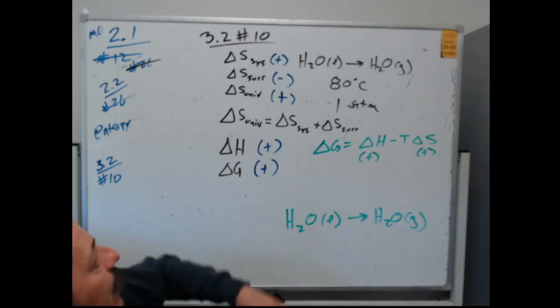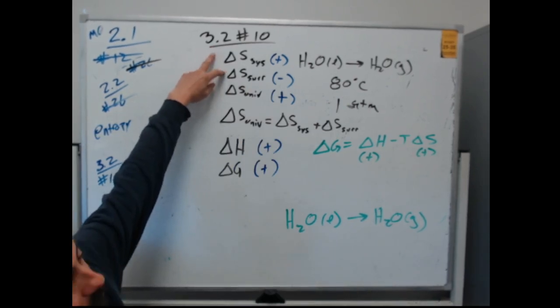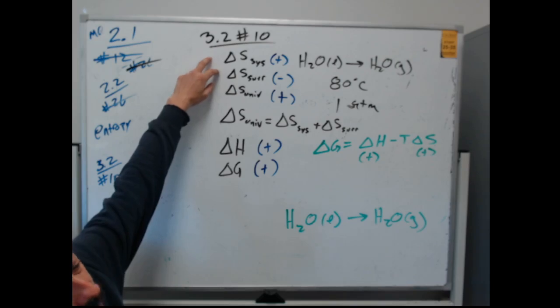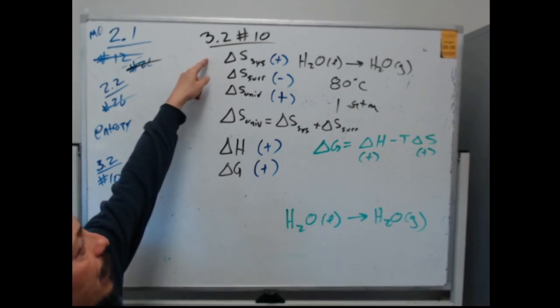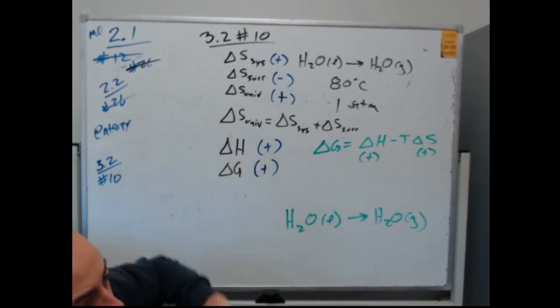Universally speaking, right? Locally and in the surroundings, we can have different things happen, right? We could have a decrease in entropy locally as long as the surroundings is increasing.